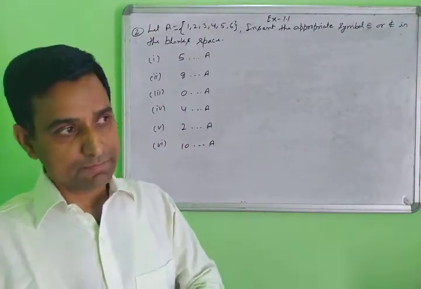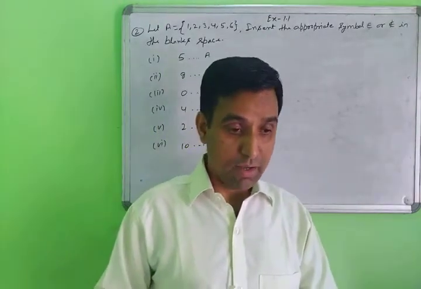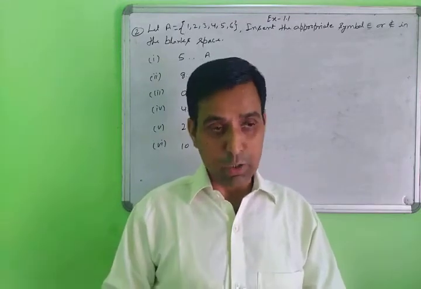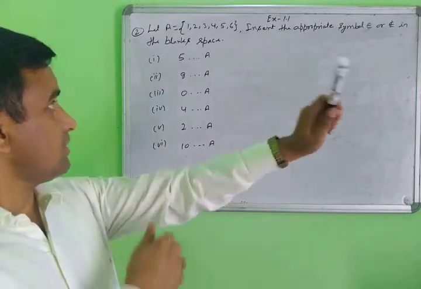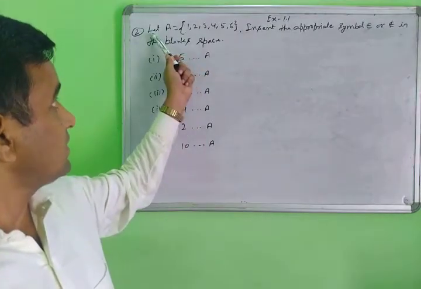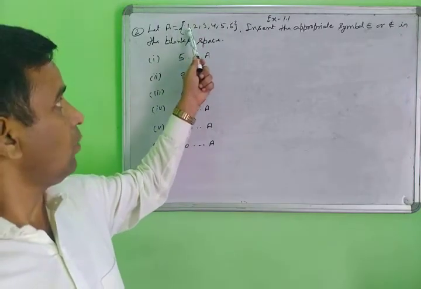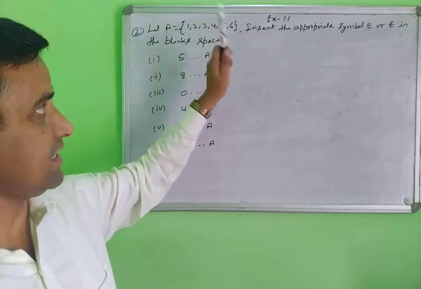Today's topic is problem solving exercise 1.1. The first question was completed in the last lecture. Today I am taking the second question. Let set A be given. The elements of set A are 1, 2, 3, 4, 5, 6. These are the elements of set A.